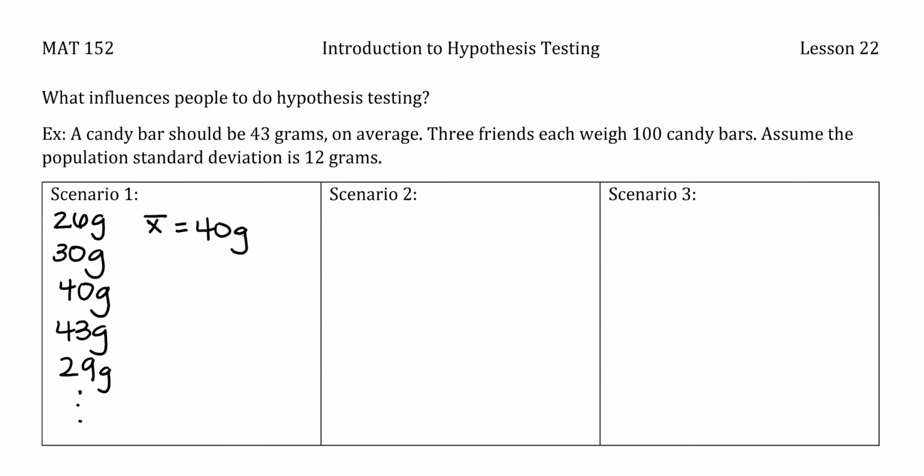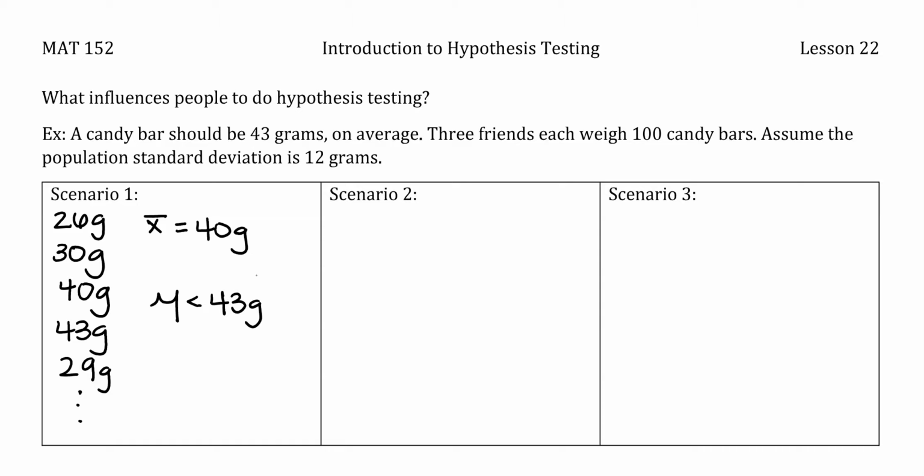So they say, I'm not really sure what the population mean is, but I do not think that it is 43 grams. In fact, I think that the population mean is less than 43 grams. This is what they are assuming. They're assuming that the population mean is less than 43 grams.